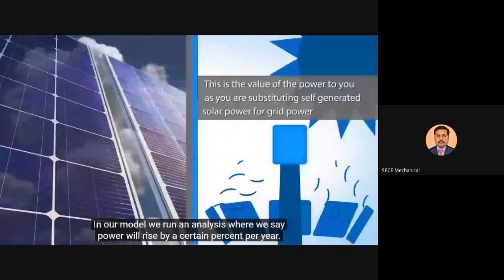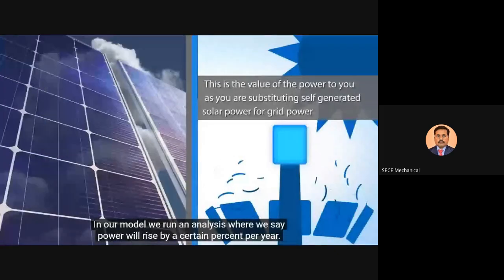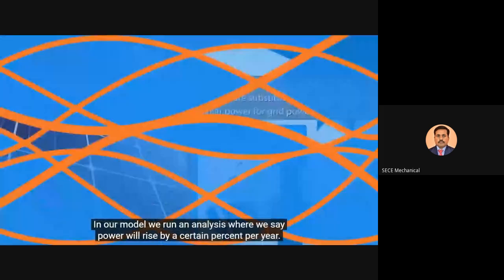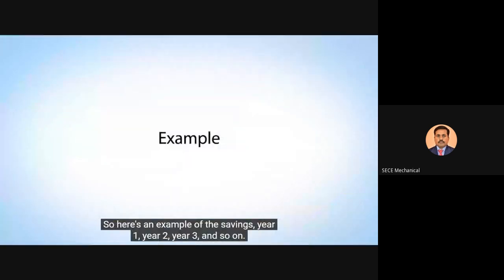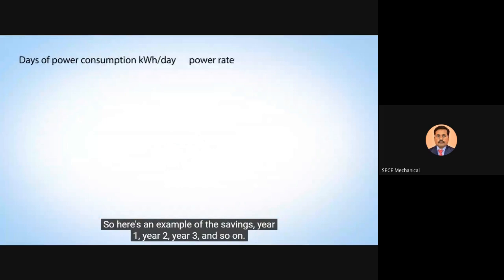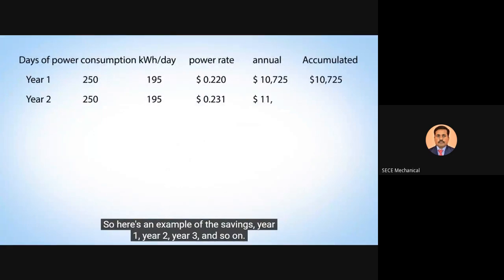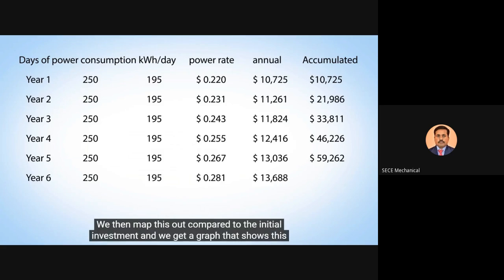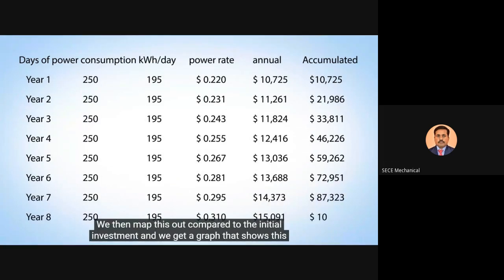In our model, we run an analysis where we say power will rise by a certain percent per year. So, here's an example of the savings. Year 1, Year 2, Year 3, and so on. We then map this out compared to the initial investment, and we get a graph that shows this payback.